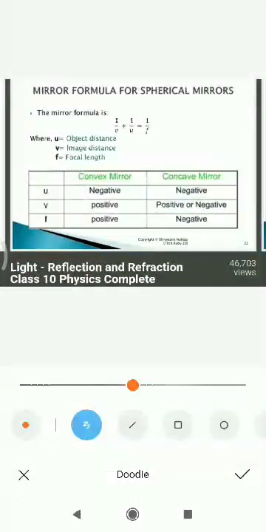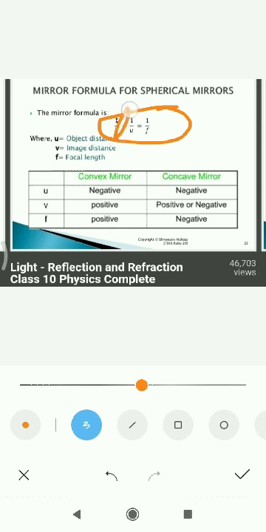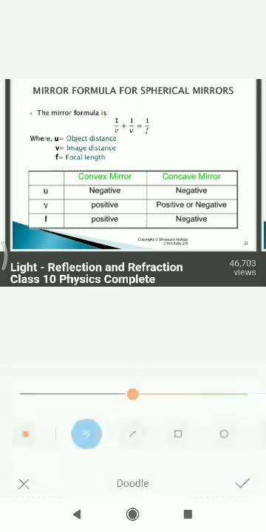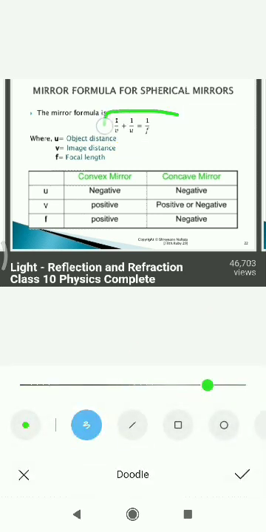So now we'll know a few facts about these things. The mirror formula: 1 by f is equal to 1 by v plus 1 by u. In the lens you will have a negative sign here, but in the mirror it is positive. Here u is the object distance, v is the image distance and f is the focal length.